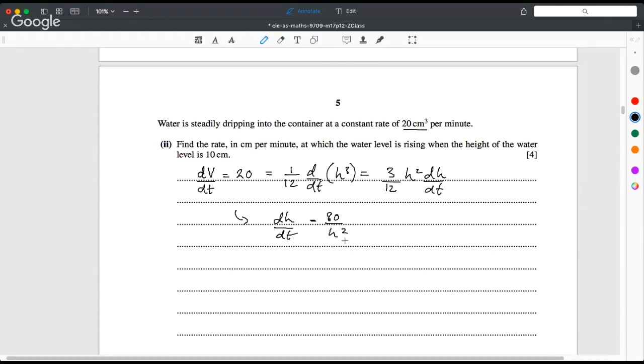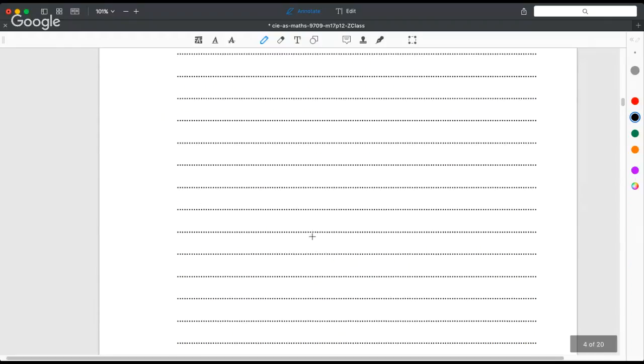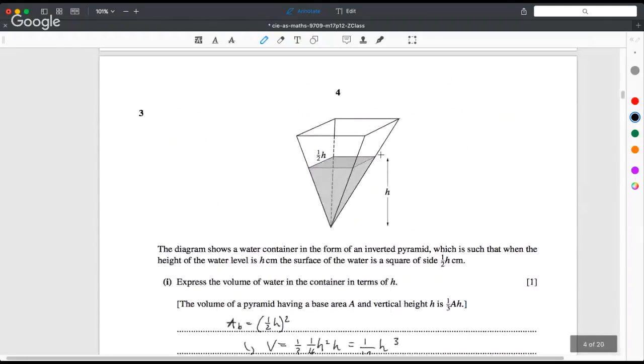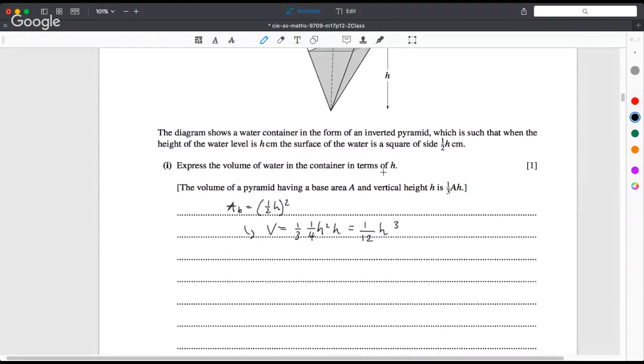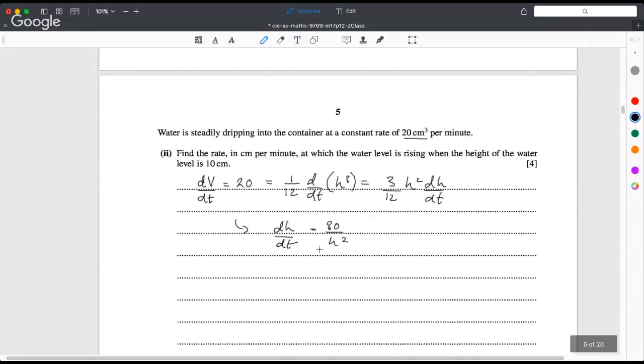So you see it depends on h. So the volume is changing at a constant rate. But the height, obviously, later on, the height is going to change less each minute because, as h is increasing, you get less and less return as you fill the thing up. So it depends on h, and you can see it depends inversely on h. So if h doubles, this thing divides by 4.